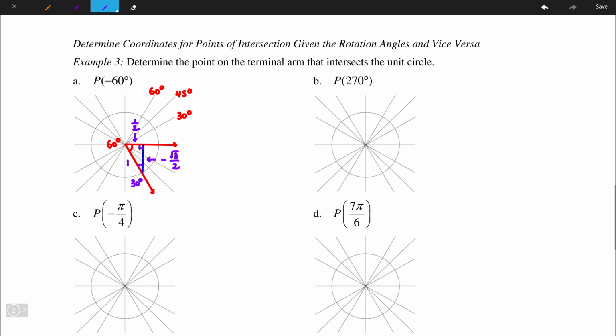So all in all, we're looking for the coordinates of this point here, right? The point on the terminal arm that intersects with the unit circle. And so it would have the x coordinate of 1/2 and the y coordinate of negative root 3 over 2. So once again, that is 1/2 and then negative root 3 over 2.